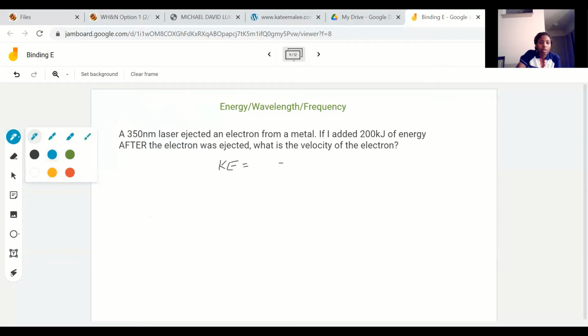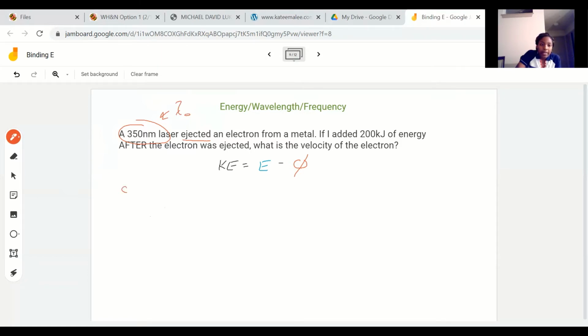So my regular E is going to be in blue, and my binding energy is going to be in red, so we can follow along. In this case, I know my binding energy has to deal with ejection, binding, that kind of thing. So if a laser ejected an electron, that means that this wavelength right here is a threshold wavelength. And what does that mean? That means this has to be associated with my binding energy.